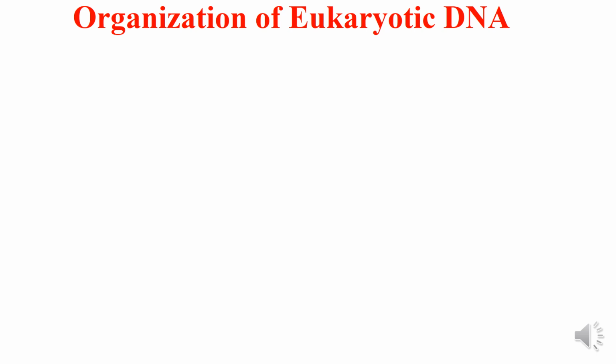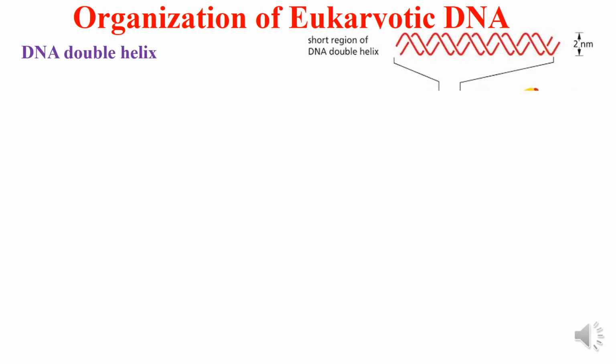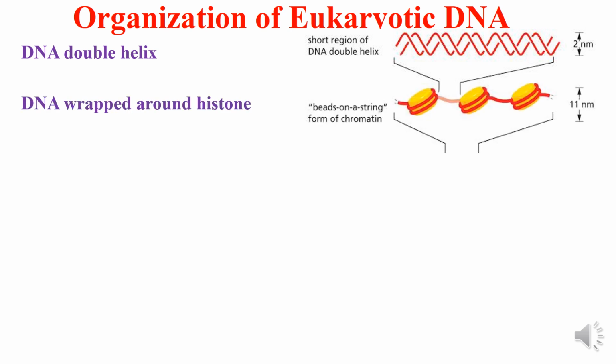Now we are going to talk about organization of DNA. So the first thing that happens is the formation of a nucleosome. This is a double-stranded DNA helix on your screen, which is of 2 nanometers. And after the first type of organization, a nucleosome is formed. Nucleosome formation is the first stage of DNA packaging.